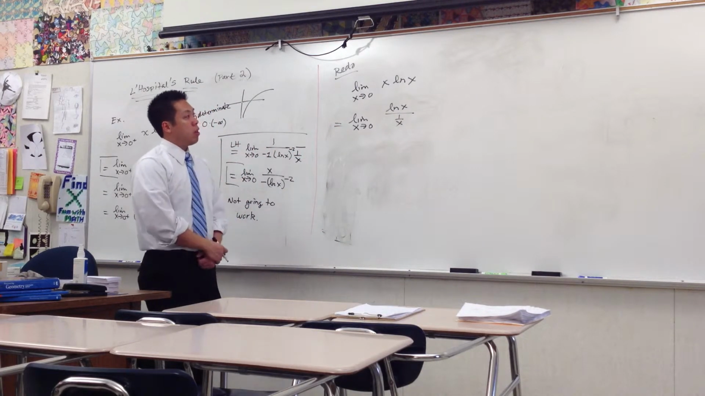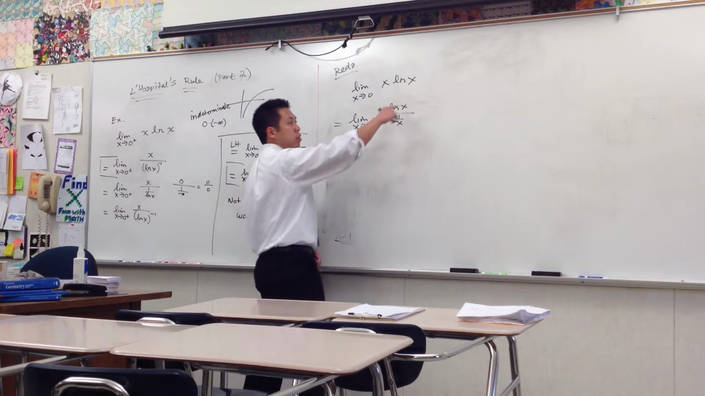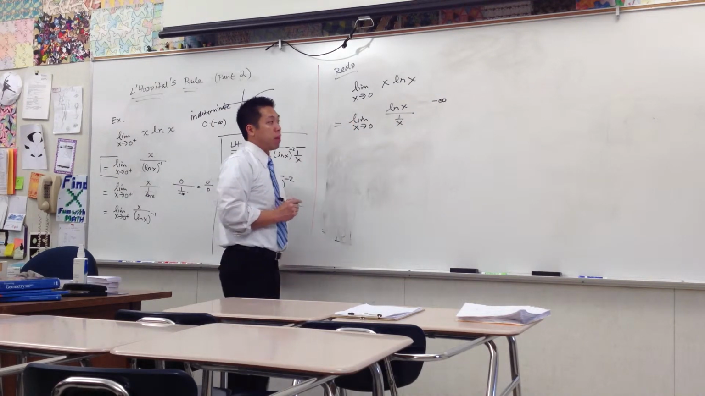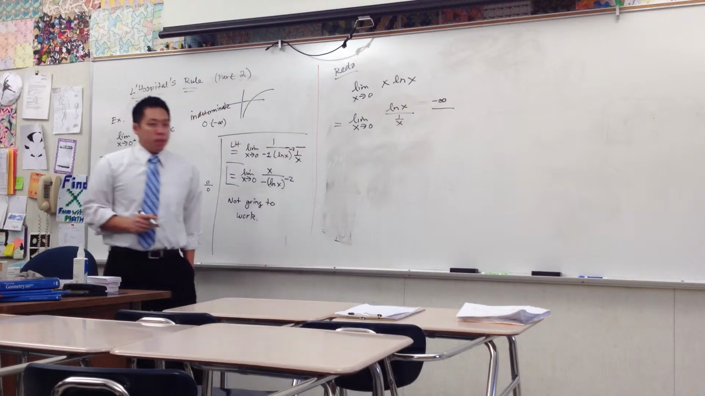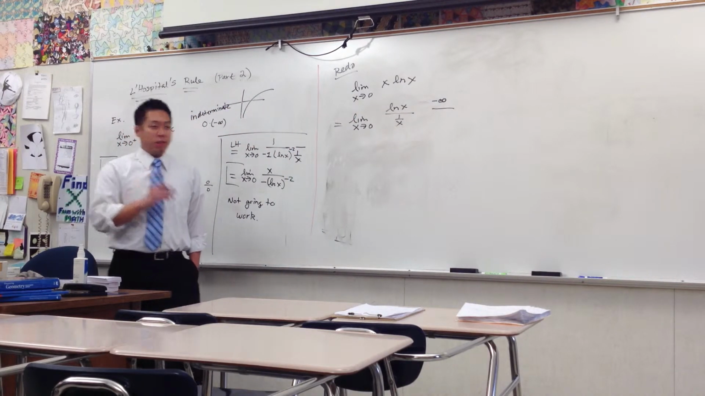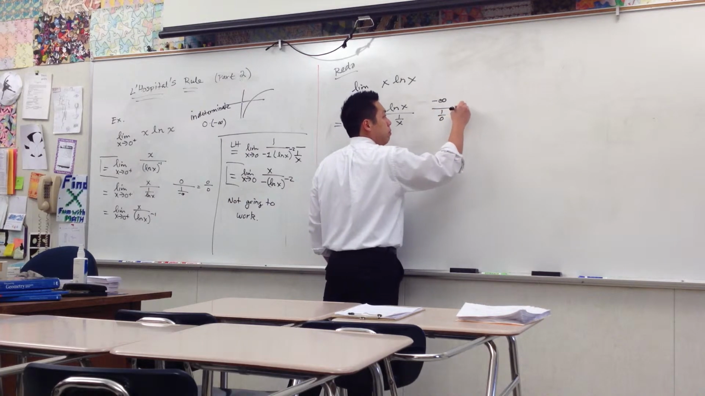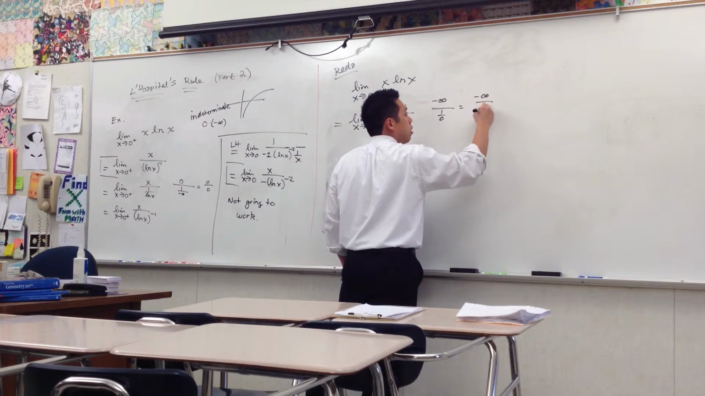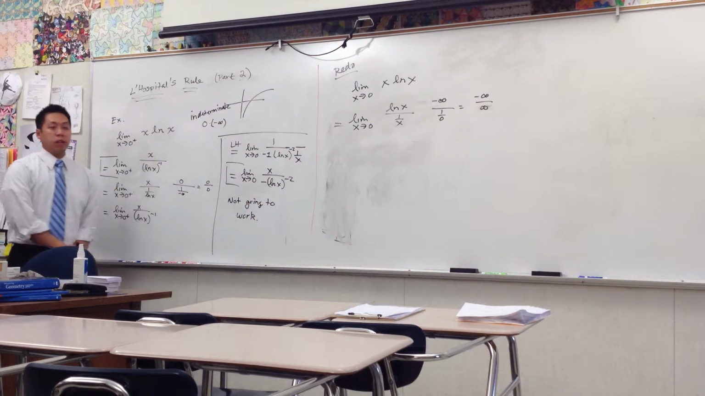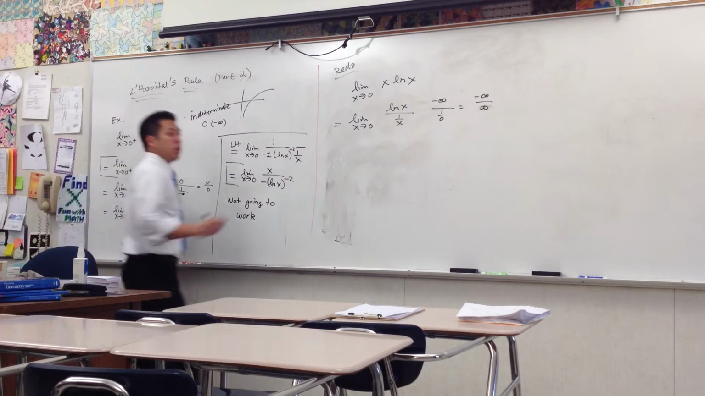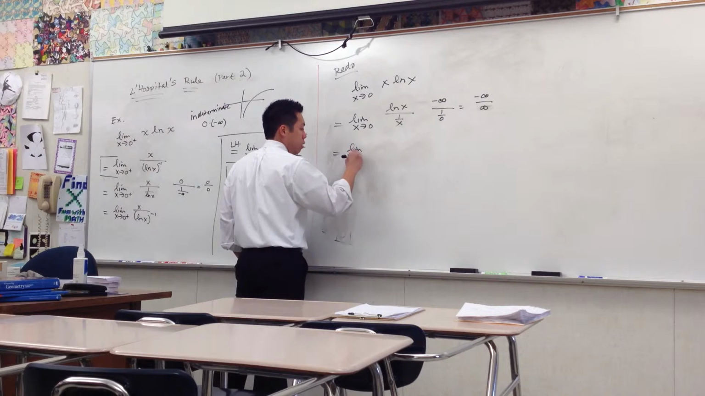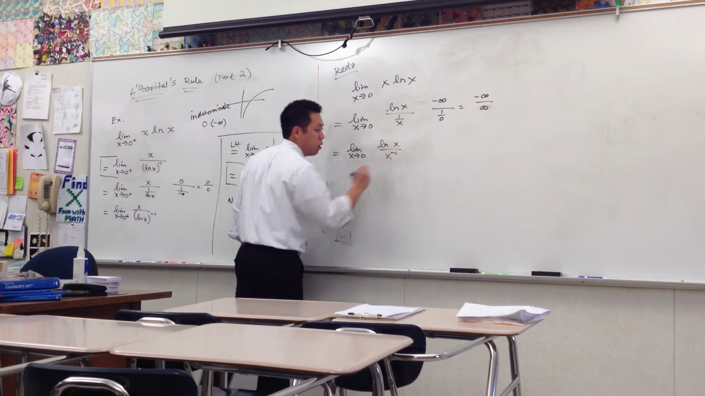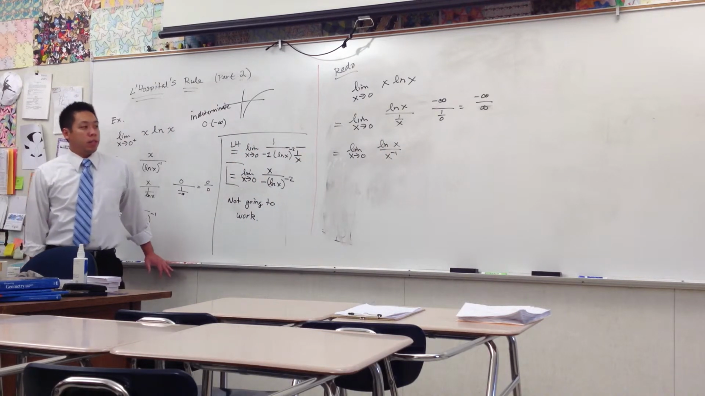So plug in 0. On the top, it's negative infinity, right? On the bottom, I get 1 over 0, which is infinity of some sort. Okay, good. So this is in the form where I can do L'Hopital's rule. So let's do it. I'm going to rewrite the 1 over x as x to the negative 1, because that's going to help me when I take the derivative.